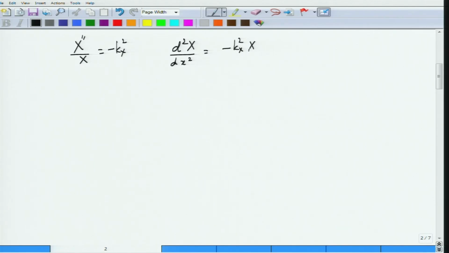There are too many x's involved, but please excuse the notation. This is quite a standard variable separable method of solution. Okay, how do I solve this equation?